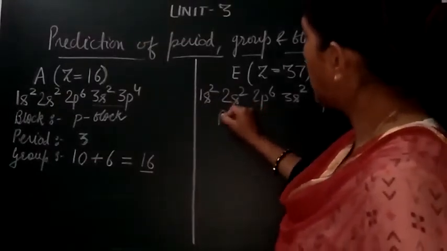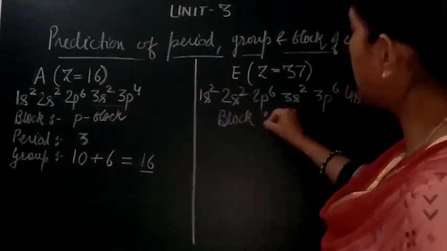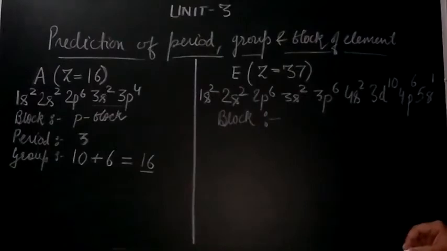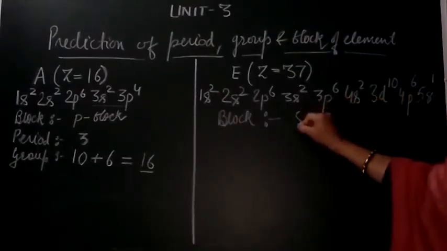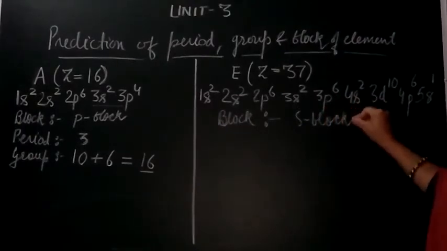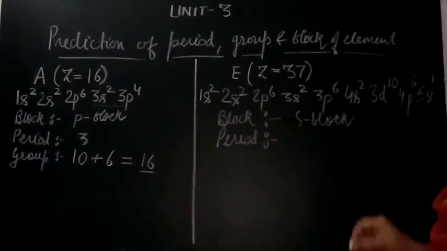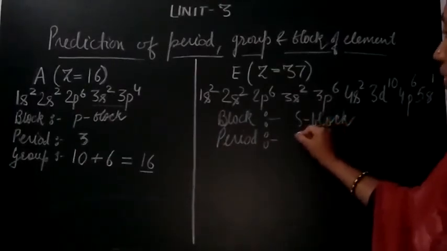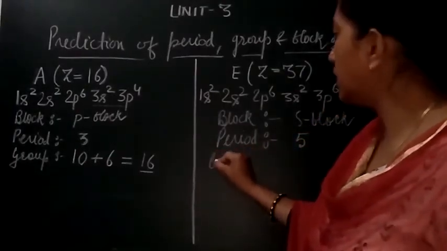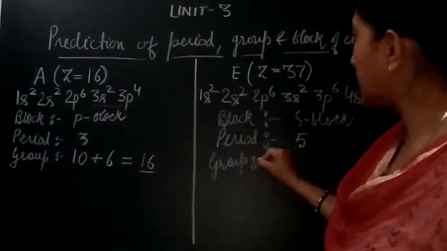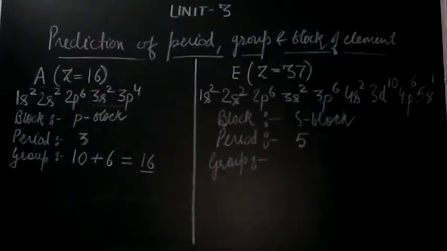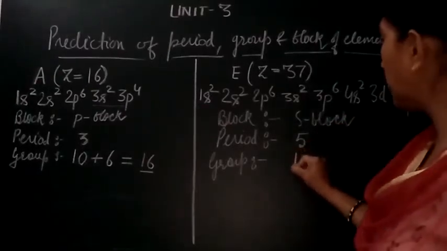So students, which block is it? You will see in the configuration that the last electron is filled in the s subshell. So it belongs to the s block. Then you will check the period. What is the outermost shell here? Here it is 5. So it belongs to the fifth period. Now coming to the group. Since it is an s block element, you will see the number of electrons in the outermost s shell, that is only 1. So it is going to belong to group number 1.